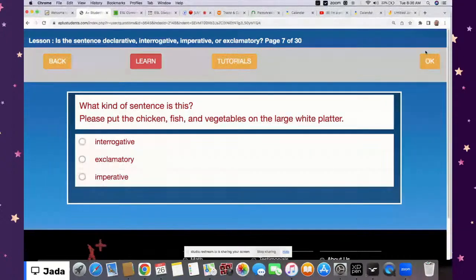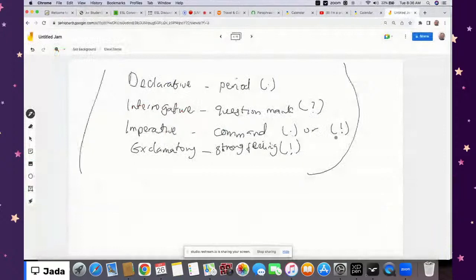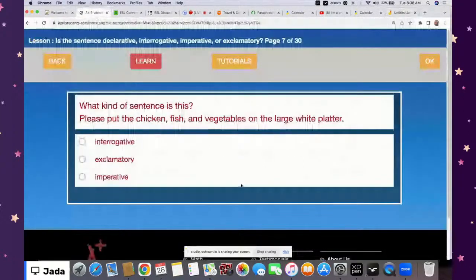Okay, let me help you with this one. Remember when I said imperative? Imperative from the whiteboard here, it could be period or exclamation point. So imperative, now in this sentence, it's imperative, the third one, because it's telling you to do something. Okay? So imperative is just like a command, right? But this one is not showing a strong feeling because it says please. So this is just telling you to do something, making a request. So imperative makes a request.